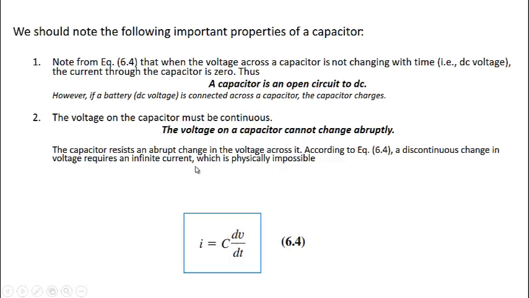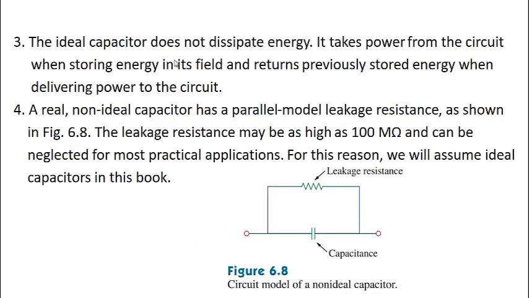The capacitor resists an abrupt change in voltage across it. So a capacitor always resists an instantaneous voltage change across it. According to this equation, a discontinuous change in the voltage requires infinite current, which is physically impossible. So we have a continuous voltage across a capacitor. An ideal capacitor does not dissipate energy. It takes power from the circuit when storing energy in its field, and then returns the previously stored energy when delivered to the circuit.